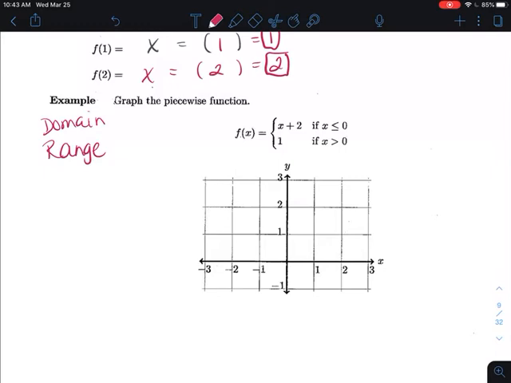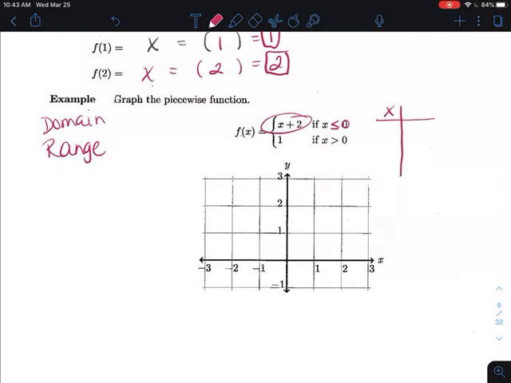All right, so the first one says use x plus 2 if x is less than or equal to 0. So what you want to do is create a table. And so we're using x values that are less than or equal to 0. So you always start off with this number here, regardless if they say less than or equal to, which is 0. So I'm going to plug in 0 to this y equals x plus 2. So this ends up being y equals 0 plus 2, which is 2. So I'm going to plot the point 0, 2.